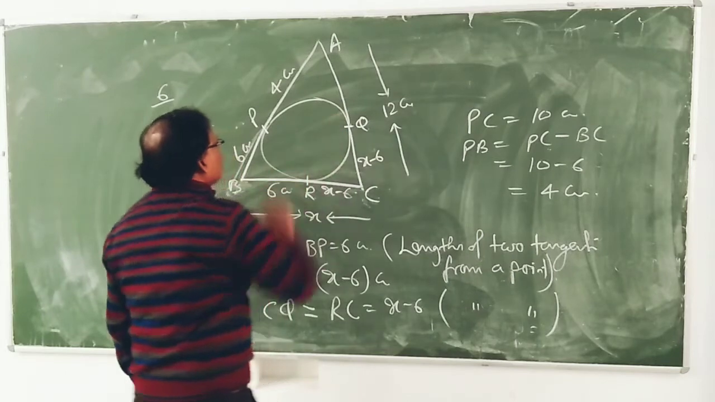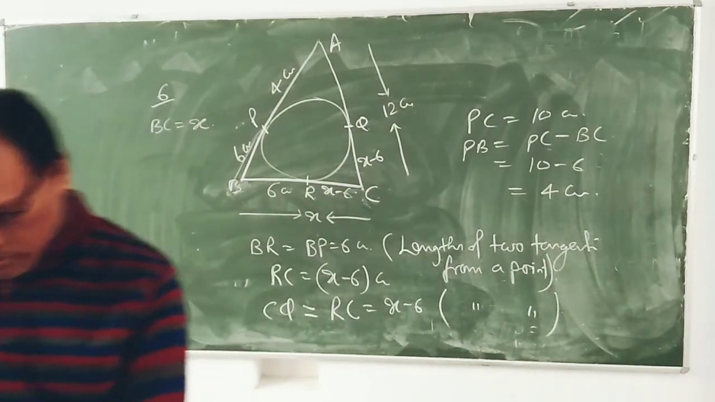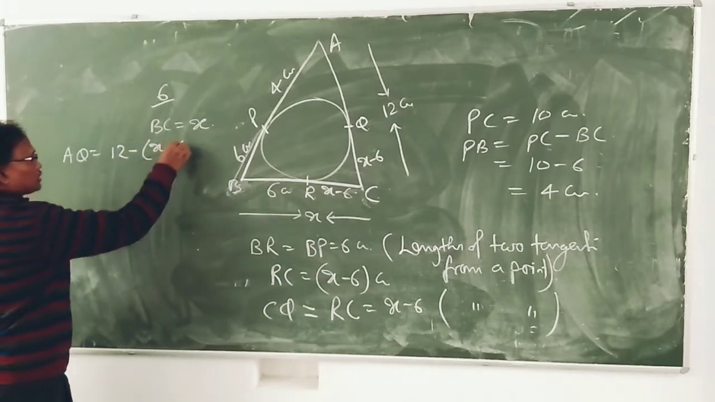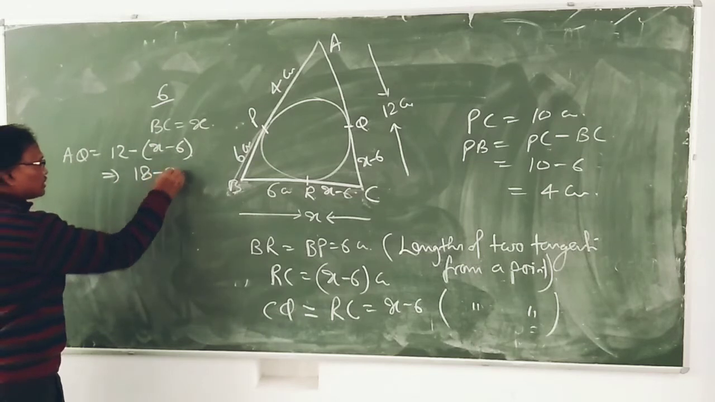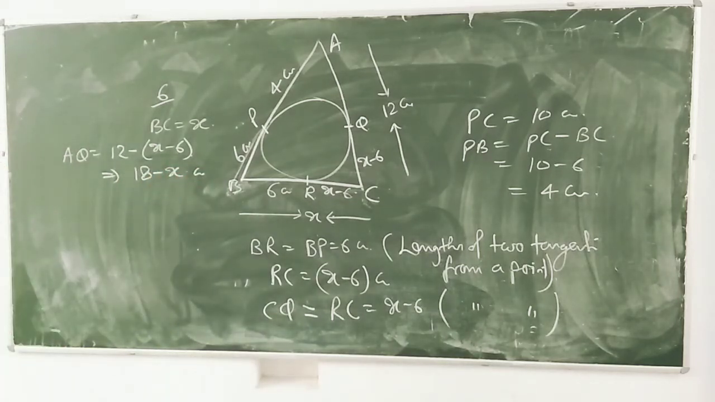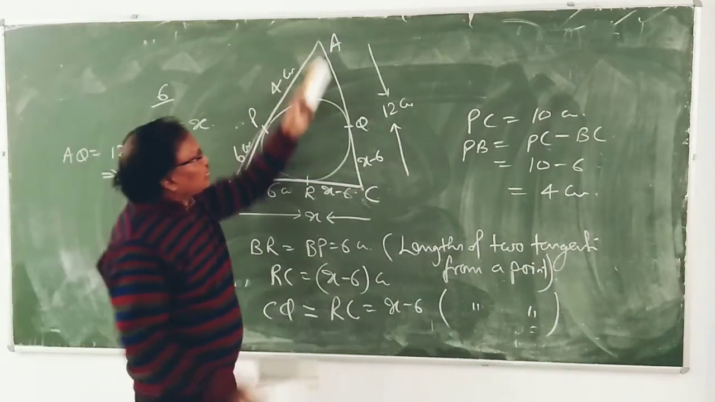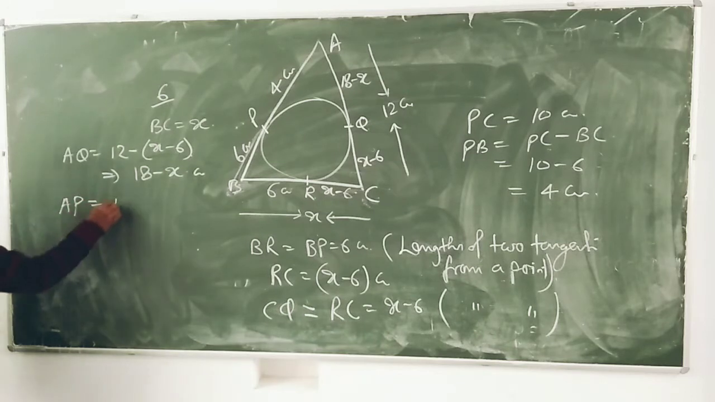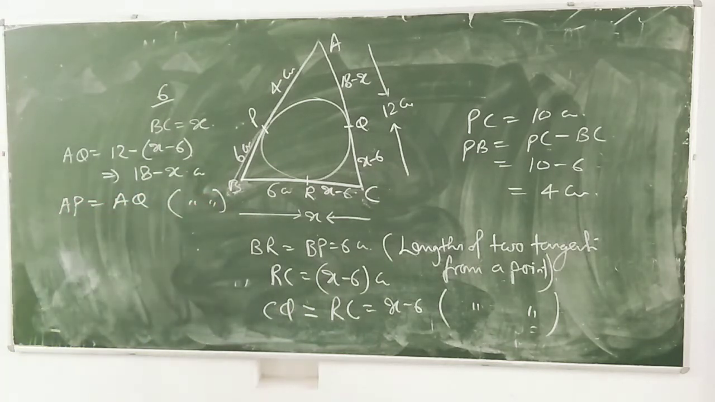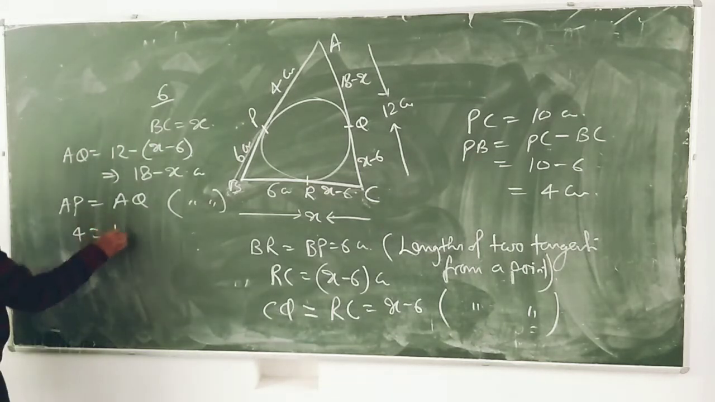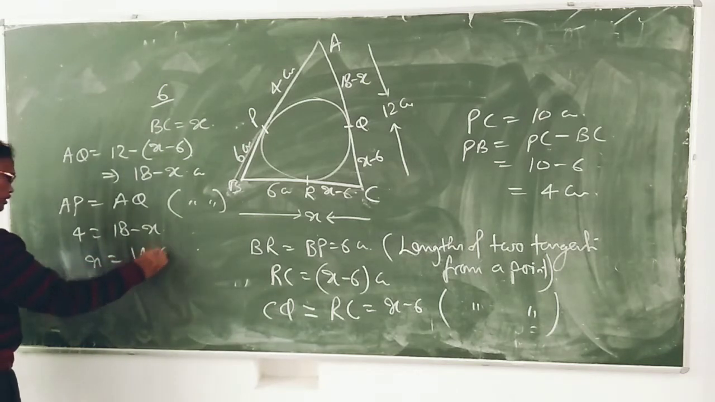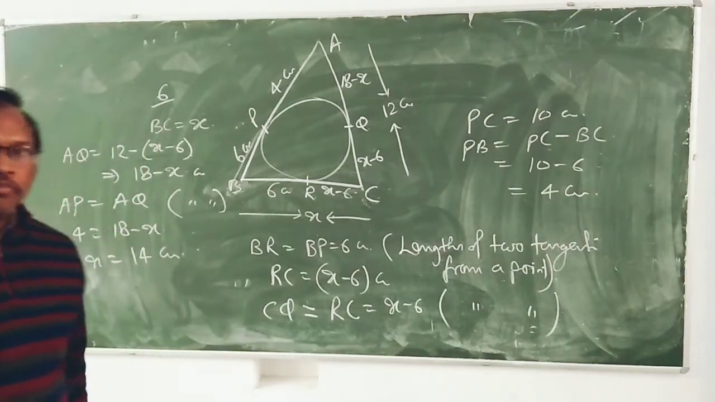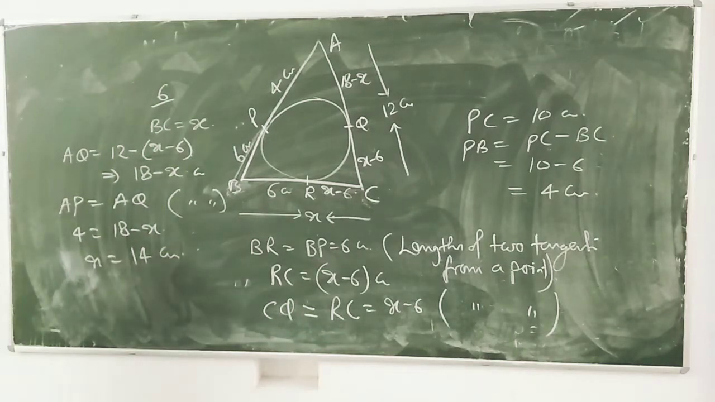Then what is the AQ? AQ is equal to 12 minus (x minus 6). So it will be 18 minus x centimeters, because it is 12. And AP is 4, and this is 18 minus x. Again, using the same property, AP is equal to AQ, using the same reason. So 4 is equal to 18 minus x. So x is equal to 14 centimeters. So in this way, you can find the lengths of the tangents. Only one property is used.